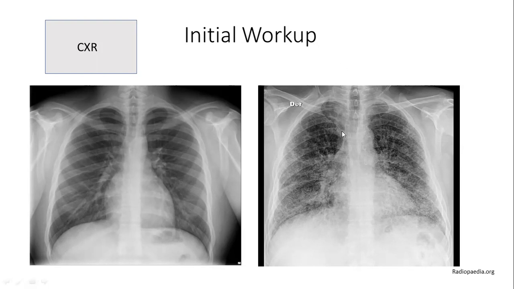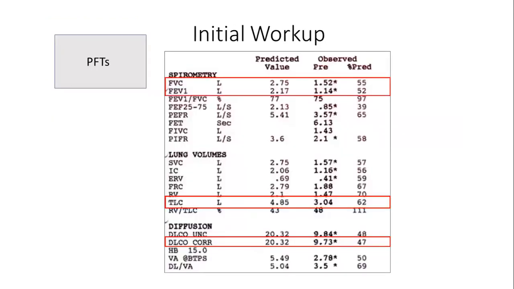Here is a pretty obvious ILD. Usually it's not this obvious, but you can see all little reticular markings, reticular meaning lacy. So it looks like there's just lace draped over both lung fields. And then on PFTs, okay, so how do we know on PFT? This is a super brief PFT review.